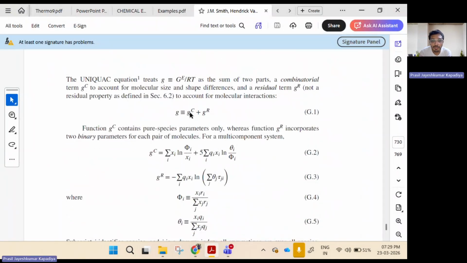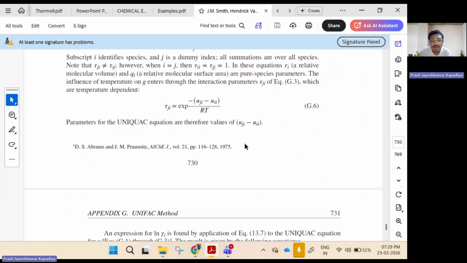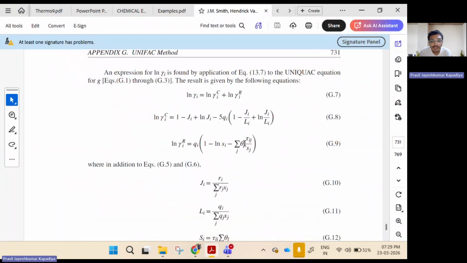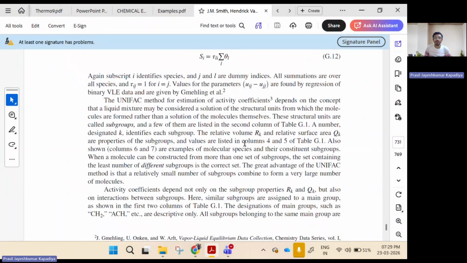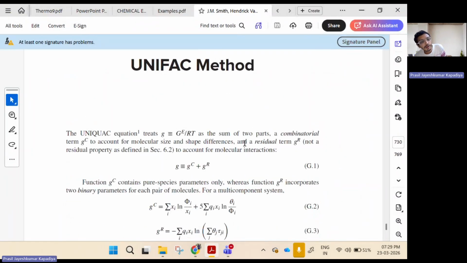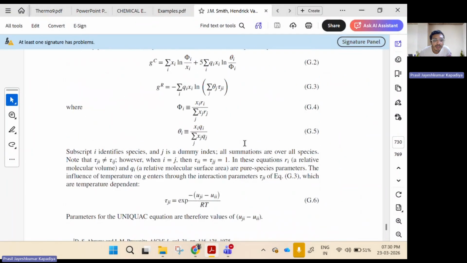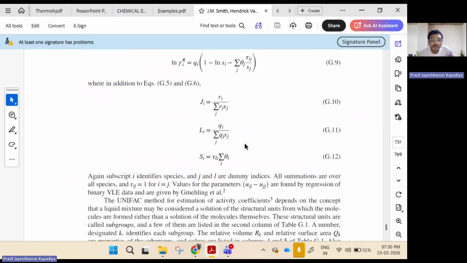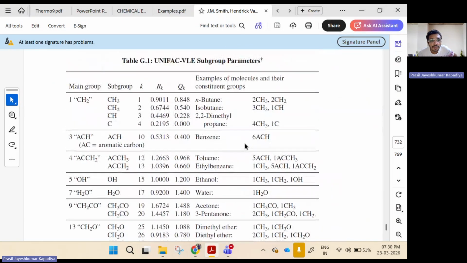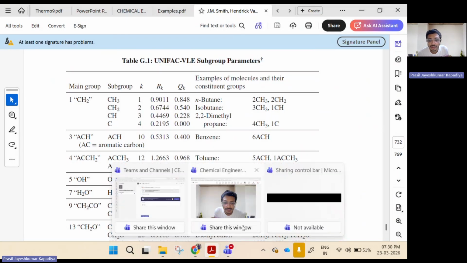There also it is combinatorial and residual part. But there are some slight changes in the equations, so that we will not worry about right now. UNIFAC is nothing but an activity group contribution kind of thing, where each group, CH3, CH2, CH, each of these groups contributes to the final activity coefficient value or final predictions of vapor liquid equilibrium.